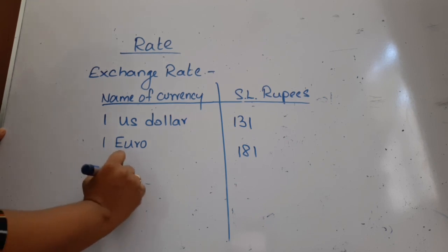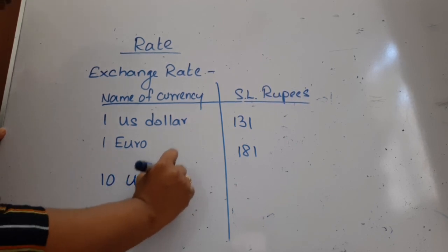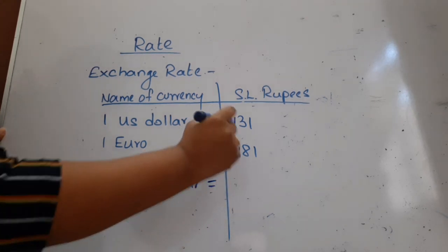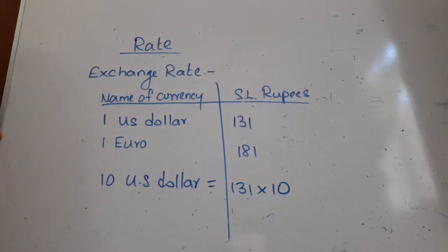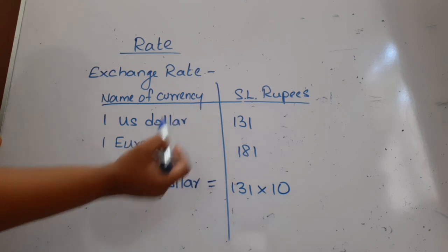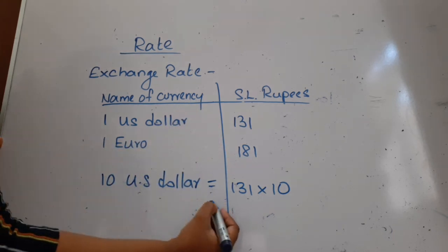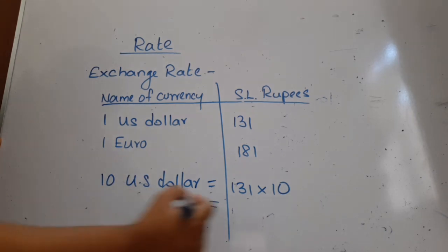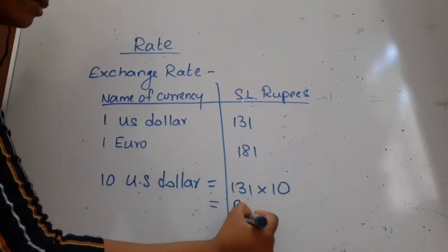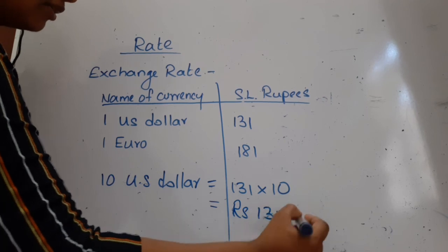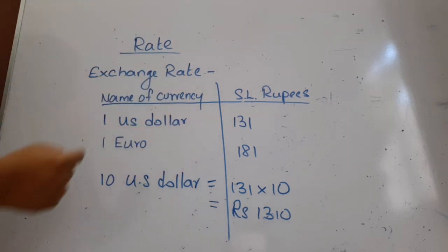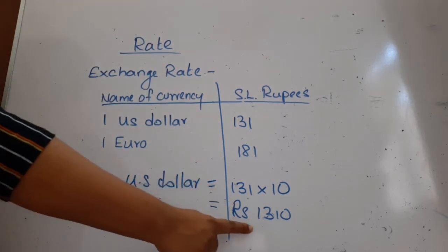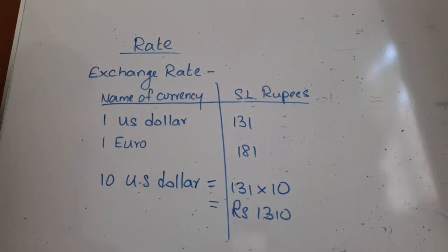So if you give $10, you will get 131 into 10. Am I right? Because $1 is 131, so $10 is 131 multiplied by 10, which is 1310 rupees. So this is how much you will get if this is the exchange rate. If you give $10, you will be getting this amount. Okay, so that's all under the lesson, children.